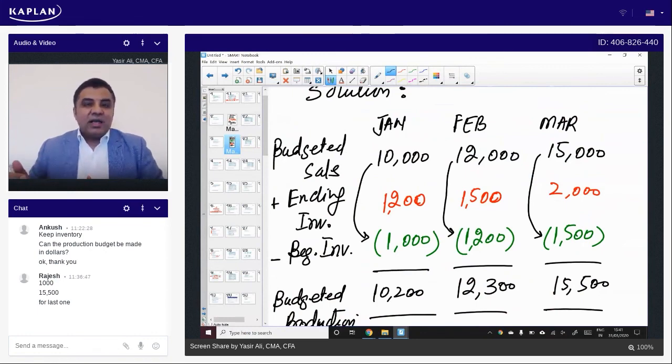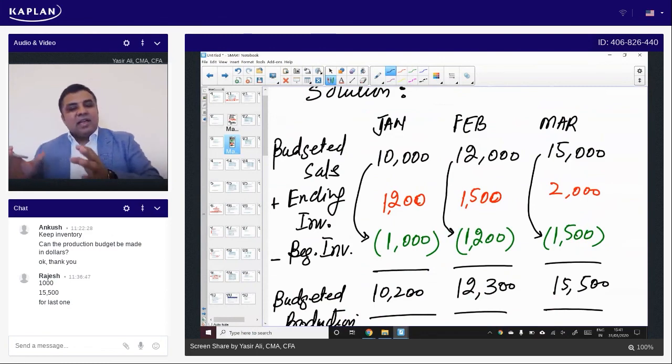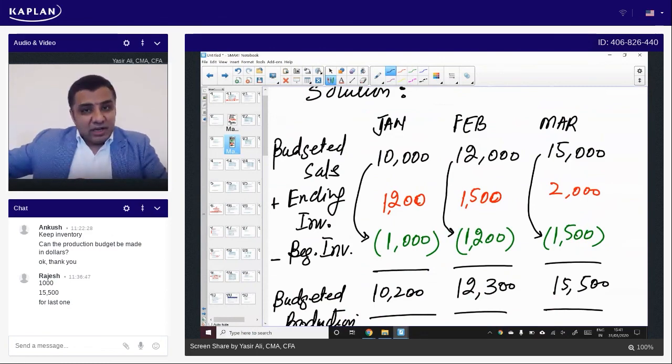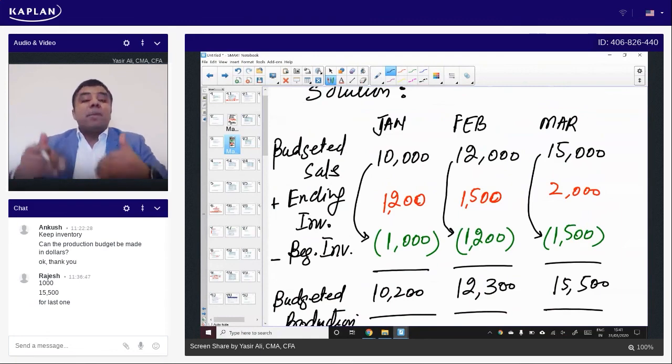That's why we can make a rule that whenever you are told that the ending inventory is X% of the coming period's sales, it automatically means that beginning inventory would be X% of the same month's sales. So this, as I told you, will resolve many questions, and this is a very, very important and neat trick that will help you all the way.